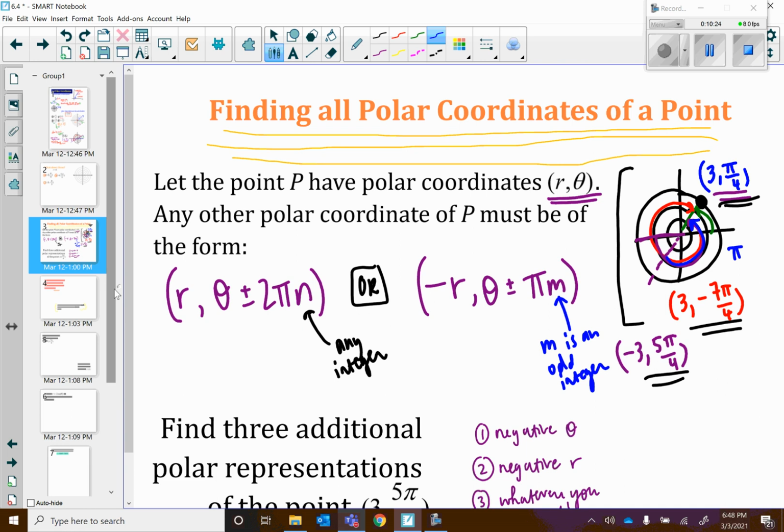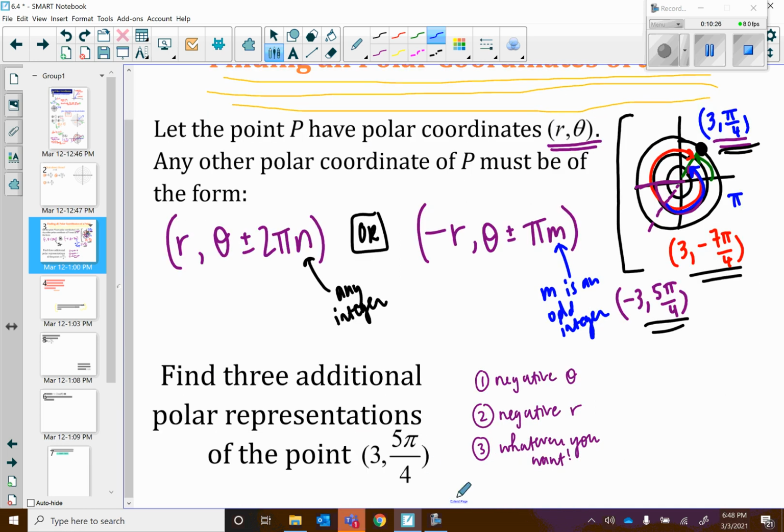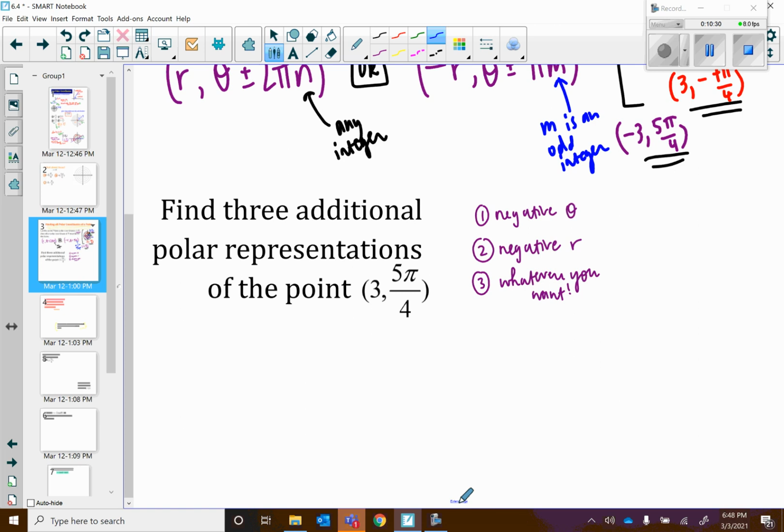So again, I'm going to let you pause the video if you would like. We're going to do this example together. Find 3 additional polar representations of the point 3, 5 pi over 4. Uh-oh, that's kind of similar to the one I did, but that's okay. And you're going to be asked to find a negative theta, a negative r, and then whichever you want. But this will be something we do in class.